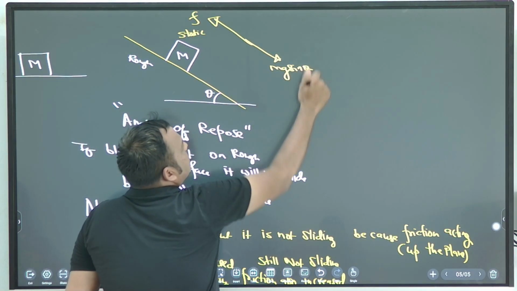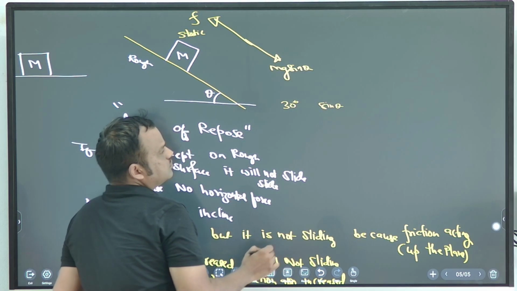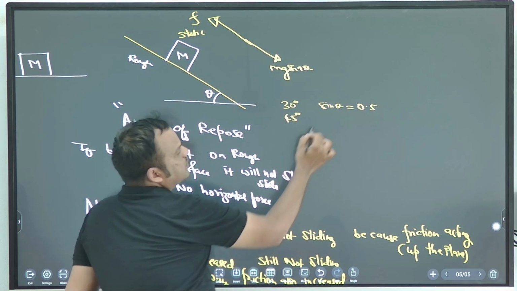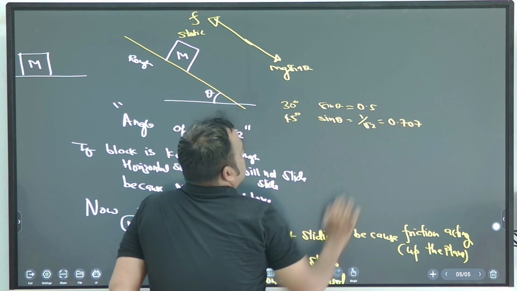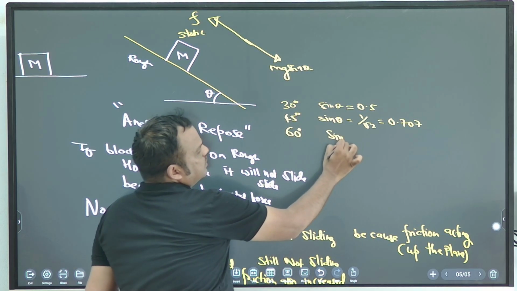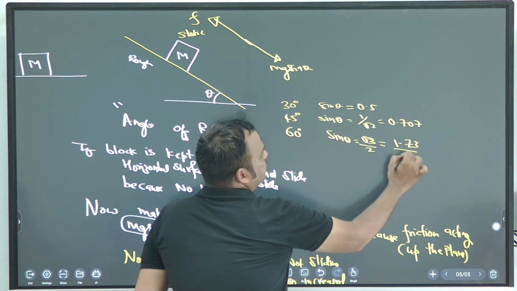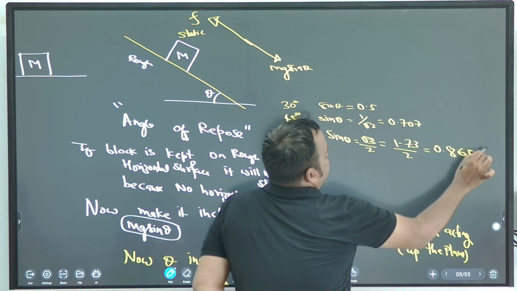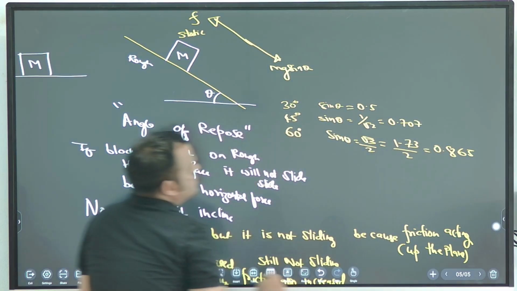If you increase theta, suppose initially theta is 30 degree. What is sin theta? 1 by 2. Now after some time theta is 45 degree. What is sin theta? 1 by root 2, 0.707. After some time 60 degree. Then what is sin theta? Root 3 by 2, 1.73 by 2, 0.865. See, the angle is increasing, sin theta is also increasing, correct?